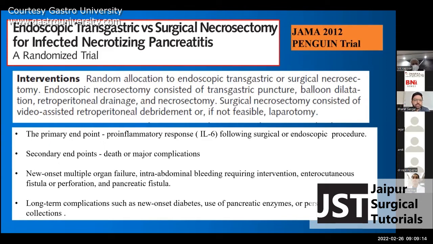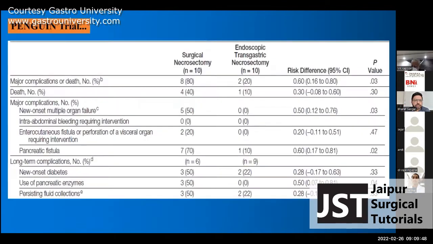There were other trials comparing the various minimally invasive techniques, such as endoscopic versus surgical, which was done in the PENGUIN trial, in which the primary endpoint was the pro-inflammatory response of interleukin 6 following surgical or endoscopic procedures, and secondary endpoints such as death or major complications. These complications again included multiple organ failures, intra-abdominal bleeding requiring intervention, fistulas, perforation and pancreatic fistulas, and long-term diabetes, exocrine and endocrine insufficiency, and persisting fluid collections.